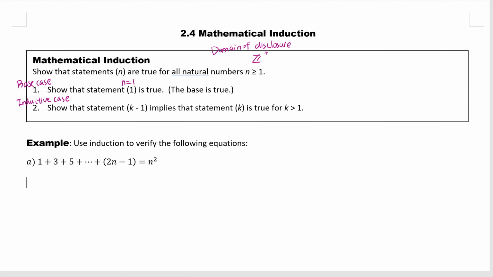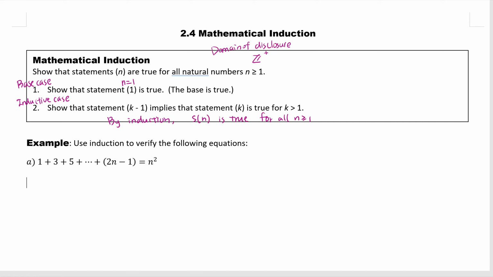After we show both cases, we can conclude that by induction, S of n is true for all n greater or equal to 1.